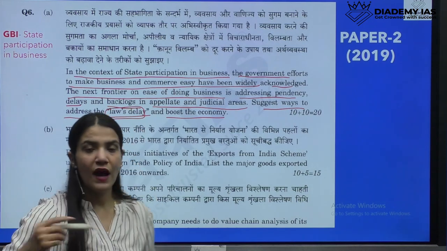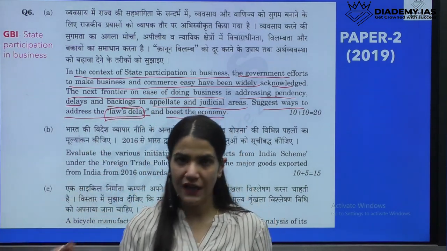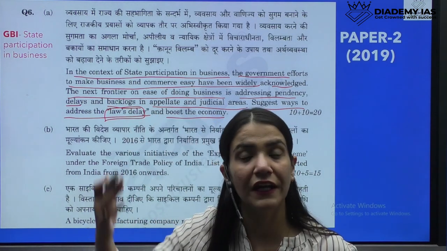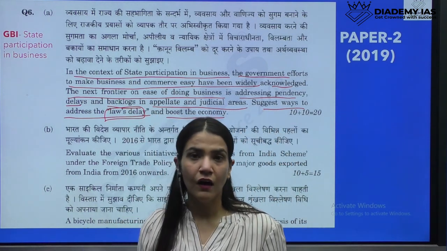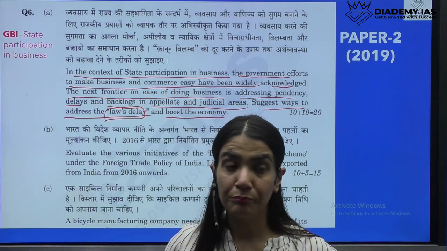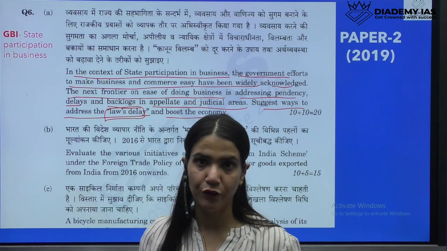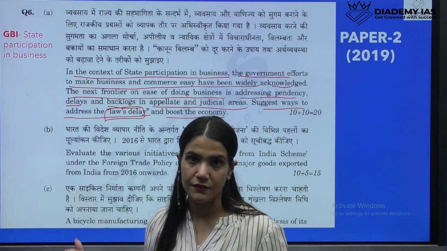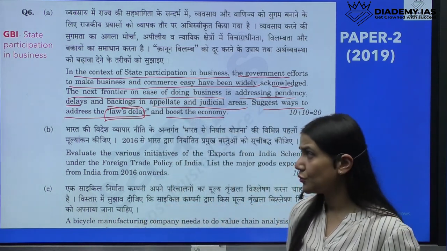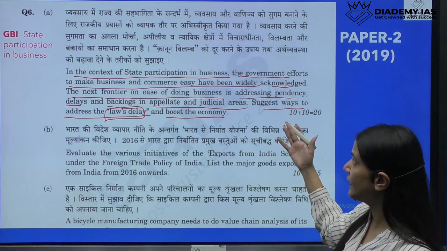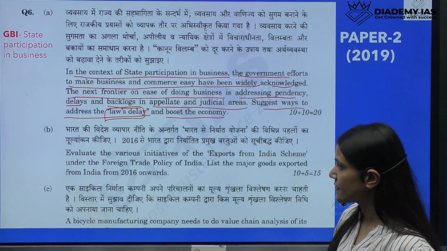So for somebody who has actually studied the concept of how the state participates in the business context, which I'm going to explain, the entire role, the entire environment, I would say, where the state plays a very significant role, you can easily attempt this answer, right? So definitely a 15 mark, basically it was a 20 marker question. So yes, that's how it was.